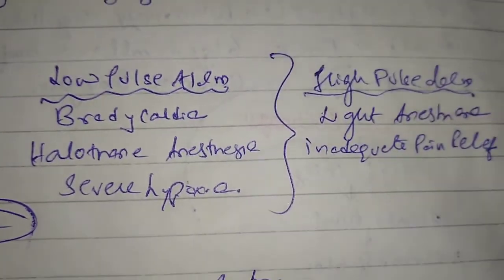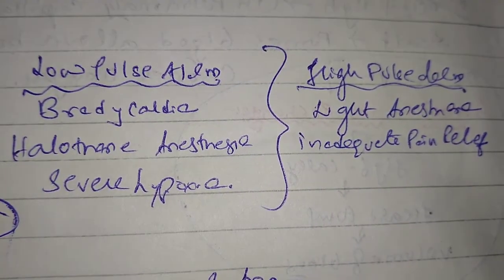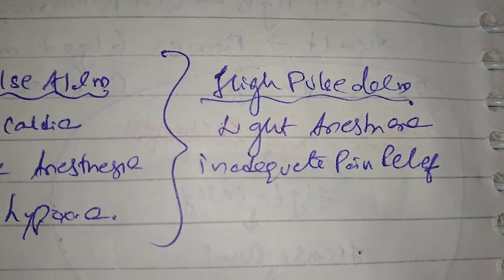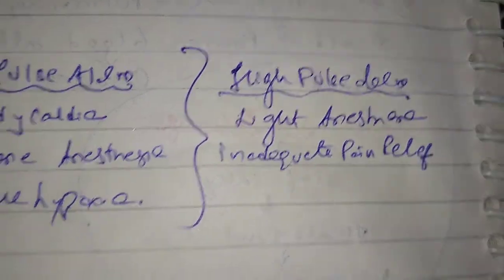Now these are the main causes for a low pulse alarm: bradycardia, halothane anesthesia, severe hypoxia. And if it is a high pulse alarm, it is because of light anesthesia or inadequate pain relief.